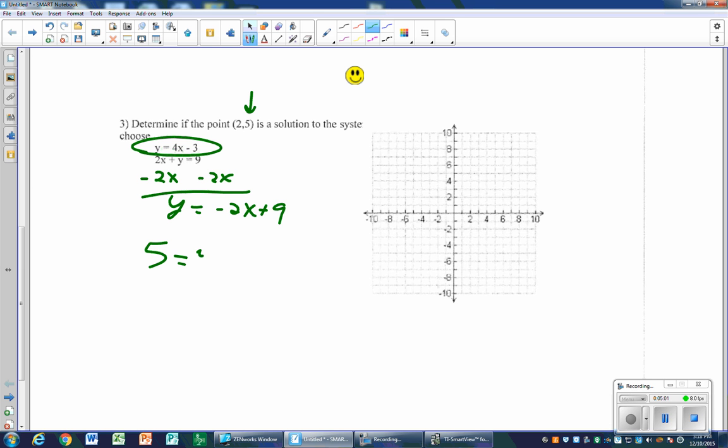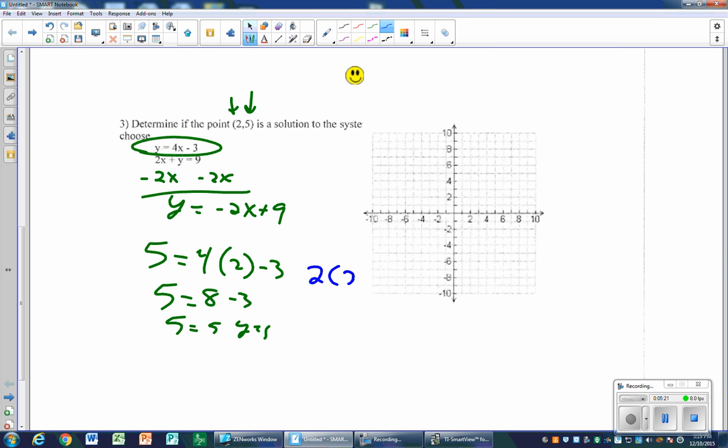5 equals 4. I'm looking at the first equation. Plug 2 in for x. 2 minus 3. 5 equals 8 minus 3. 5 equals 5. Yes, that's true. It's a solution to the first system. Now is it a solution to the second system?